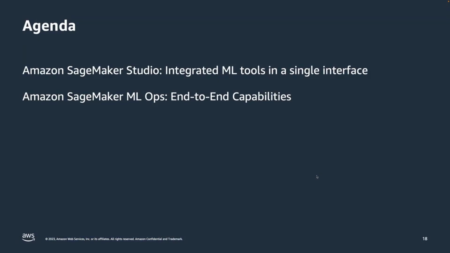Okay, there are going to be two parts to this deep dive. The first part is going to be Amazon SageMaker Studio, a peek at Studio itself, and the way it provides integrated machine learning tools in a single interface. Amazon SageMaker Studio is one component that you have as part of the SageMaker support for machine learning operations. And then we'll dive directly into the automation part, the practical part for SageMaker MLOps, the ability to do end-to-end.